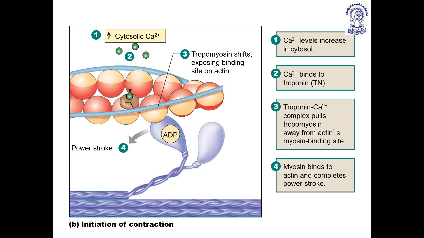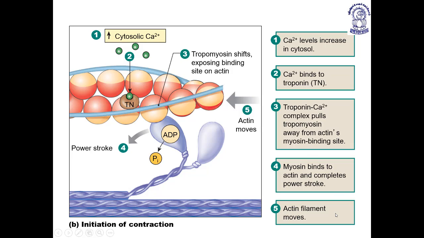The myosin binds to actin and completes the power stroke. Actin filaments move towards the center. You can see this is the release of inorganic phosphate from ADP.